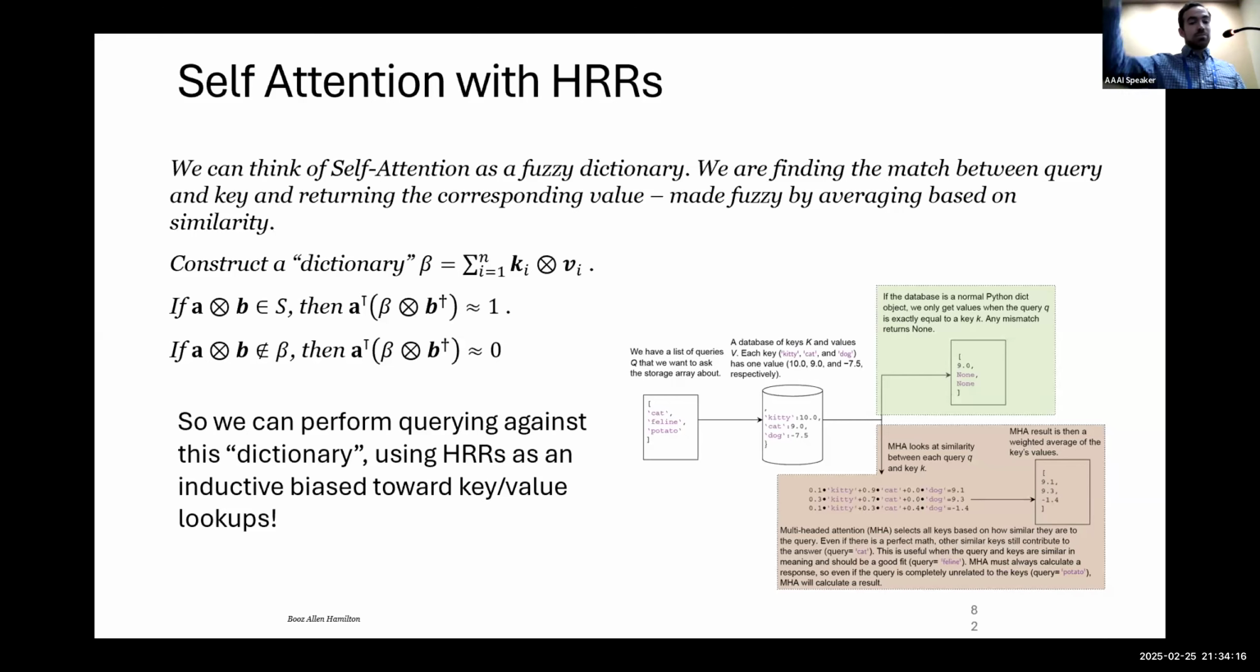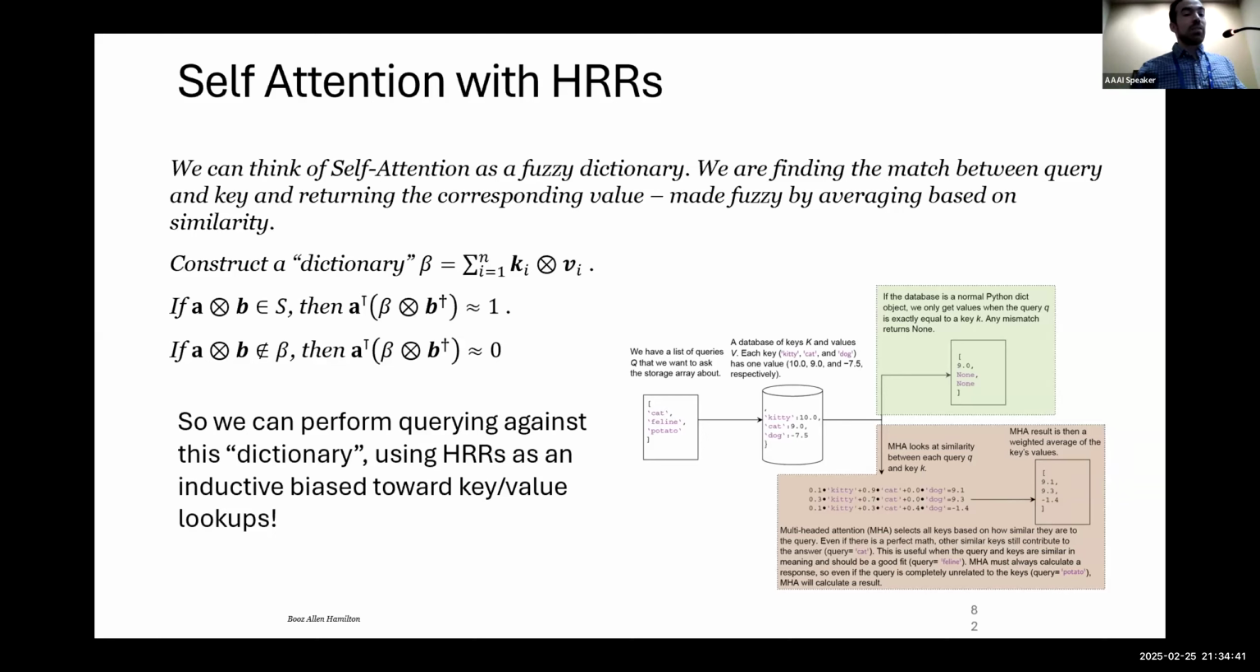So let's draw this out a little bit more on the diagram, a little toy version of the logic of how self-attention works. We're going to construct our dictionary of key value pairs by binding every key to its associated value. This is collapsing the entire key value matrix into one single vector. Pretty heavy level of compression.